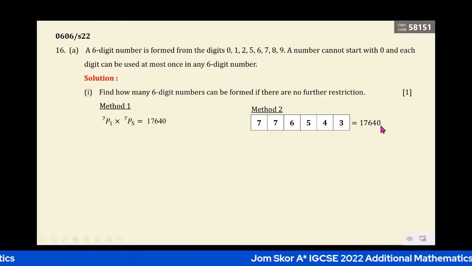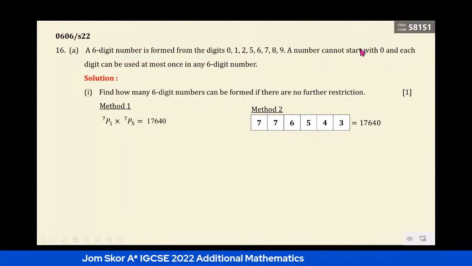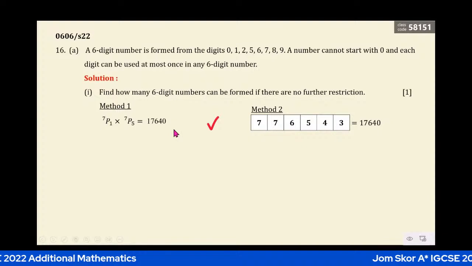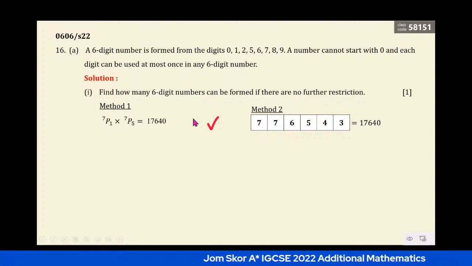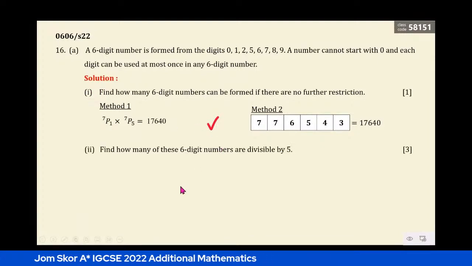17,640. Okay, markah dia satu je because dia punya restriction cuma limited to this only. Okay, so markah dia tengok jawapan akhir saja terus kita bagi satu markah. Alright. Okay, so that is for 16A part 1. Alright, so kita tengok sekarang ni 15A part 2.